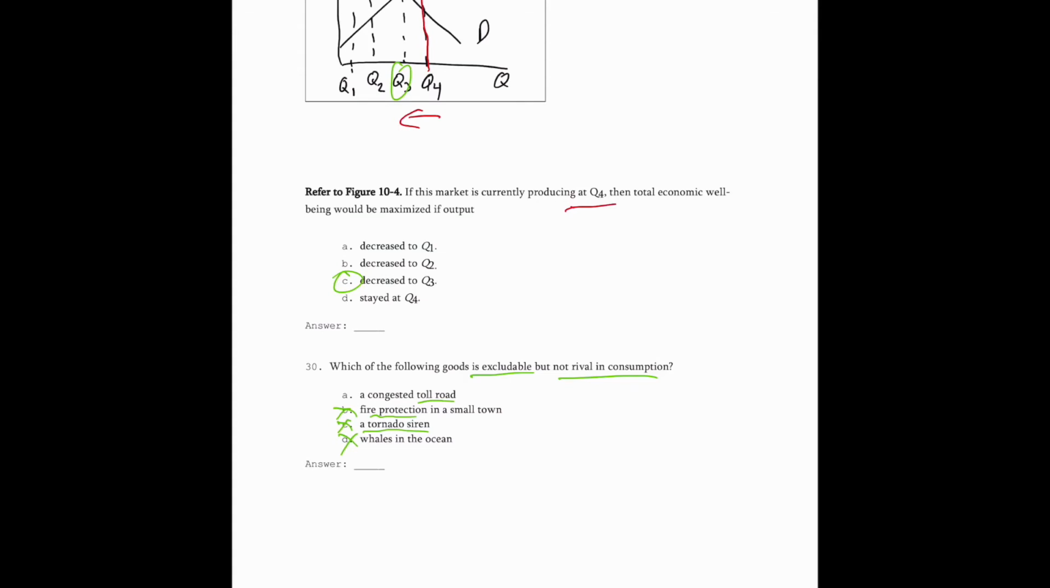No. So then, just going through and seeing excludable, we know that a congested toll road, because of the toll, is excludable. And because it's congested, it is going to be rival in consumption.